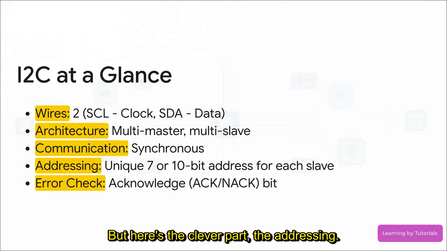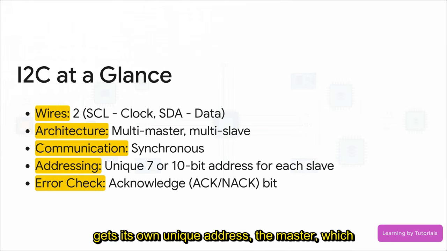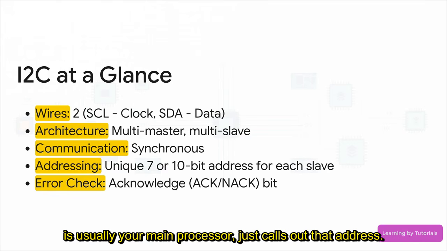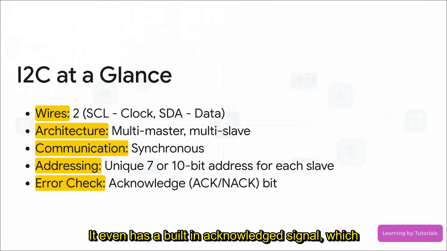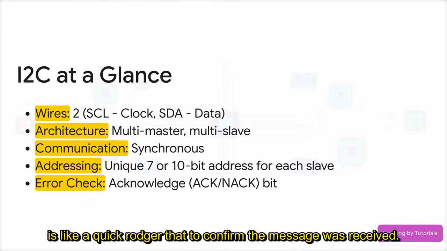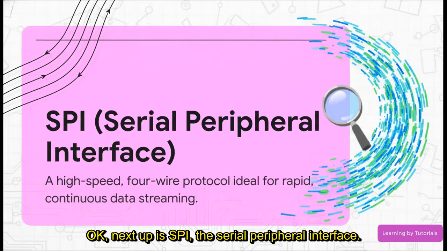But here's the clever part: the addressing. Every slave device, like a temperature sensor, gets its own unique address. The master, which is usually your main processor, just calls out that address, and only the device it's calling for pays attention. It even has a built-in acknowledge signal, which is like a quick "roger that" to confirm the message was received.